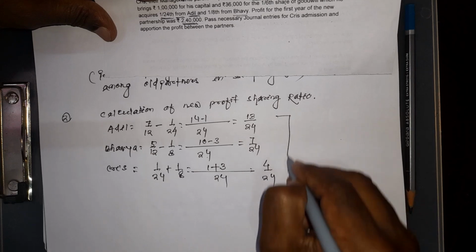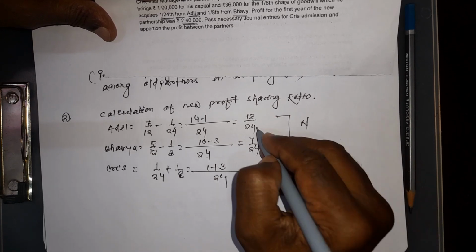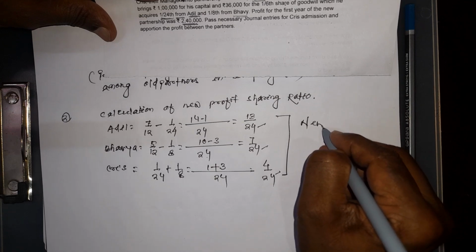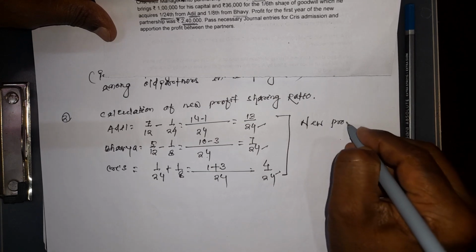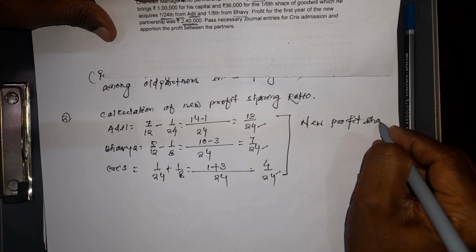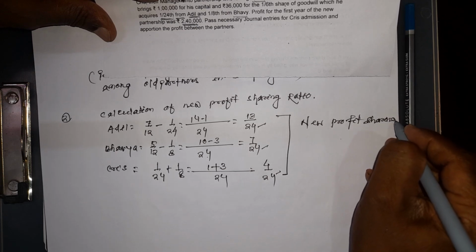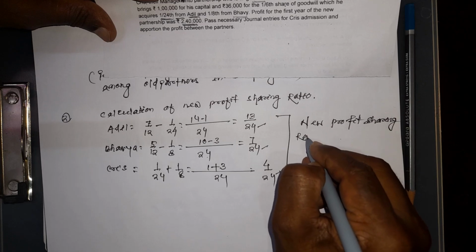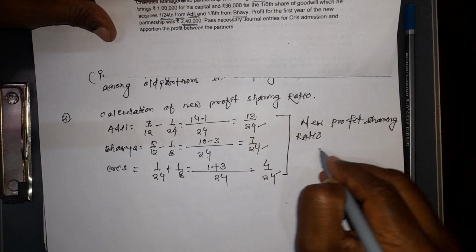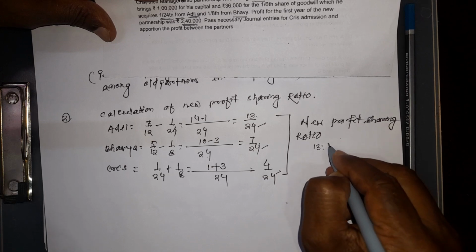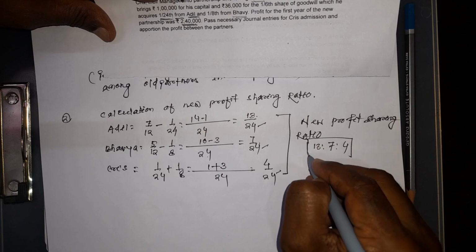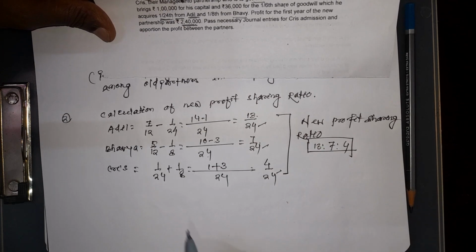So what is the new profit sharing ratio? Here you see the denominators are now equal. So the new profit sharing ratio is 13 is to 7 is to 4. Clear? So this is the new profit sharing ratio.